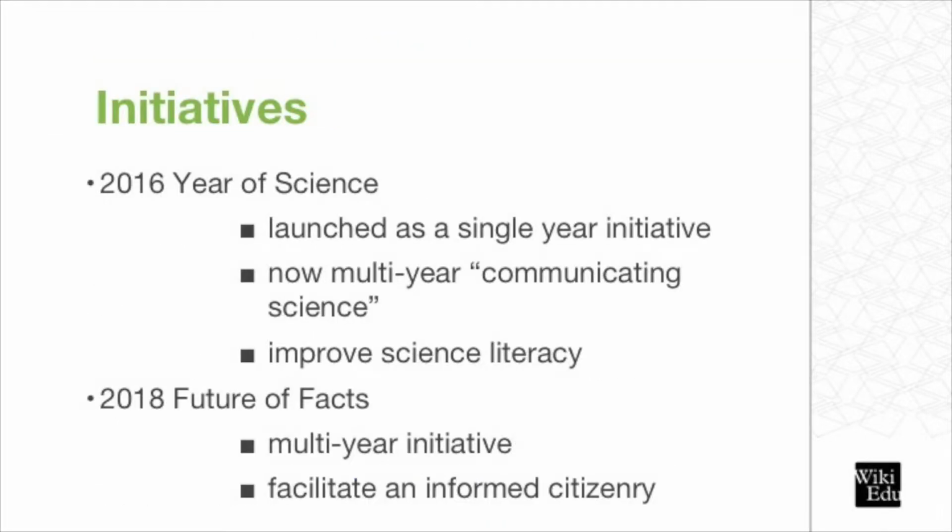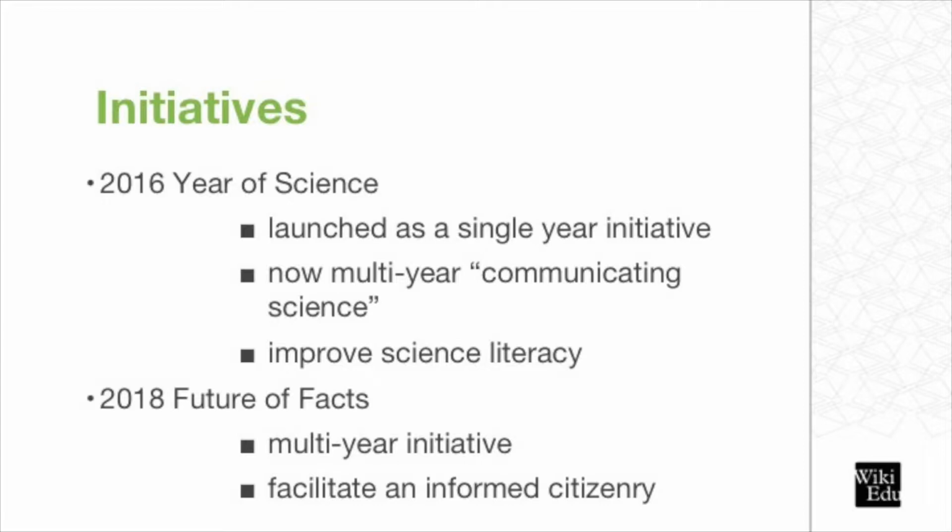Basically, the way we think about all of our programs is how can we help improve Wikipedia, but also help improve the way that the public accesses information. A couple of the really fun initiatives that we've been running the last couple of years is our 2016 Year of Science. It was originally a year-long initiative that we've now expanded into a multi-year Communicating Science initiative, working with students to help improve their science literacy, but also helping to identify areas where the public is looking to Wikipedia to gain science information and making sure that those articles are comprehensive and well-researched.